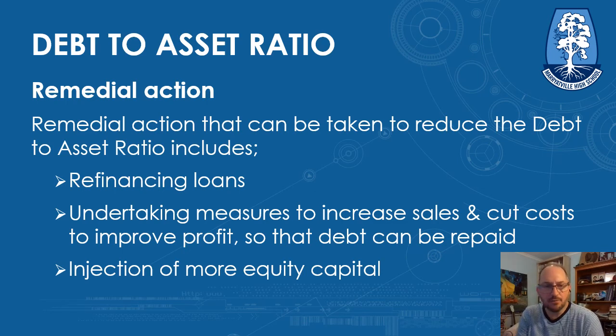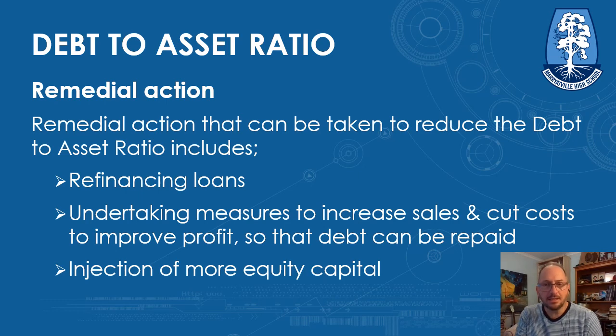They are refinance your loans. You may not be able to refinance to a lower interest rate. You are already in a high risk category, and so the bank may deem that that interest rate is commensurate with the risk. But you may be able to refinance it over a longer period of time. Over a longer period of time means your repayments will be lower.